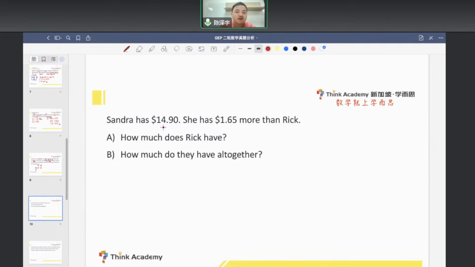Sandra has $14.90 and she has $1.65 more than Rick. How much does Rick have? So this one is a simple money calculation. Some of the students have learned this in our P2 or P3 lesson, our Maths High Achiever lesson. So if you have studied with us for a long time, it shouldn't be a problem when you encounter such a question.